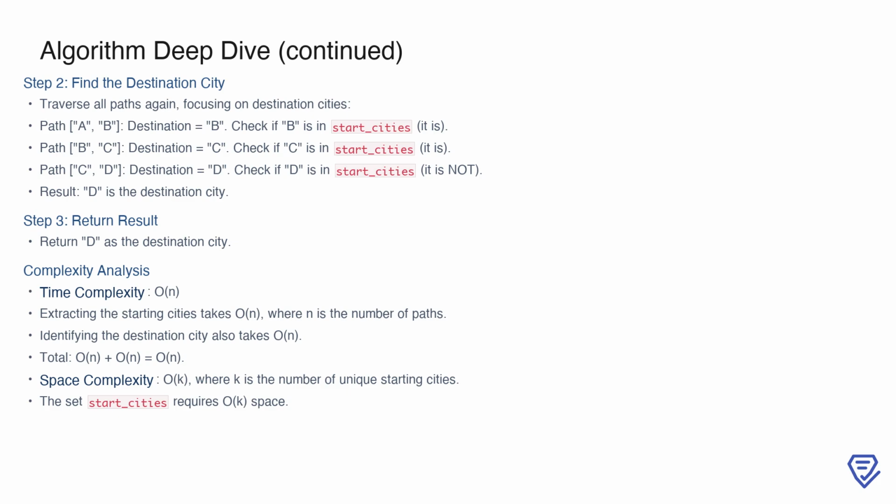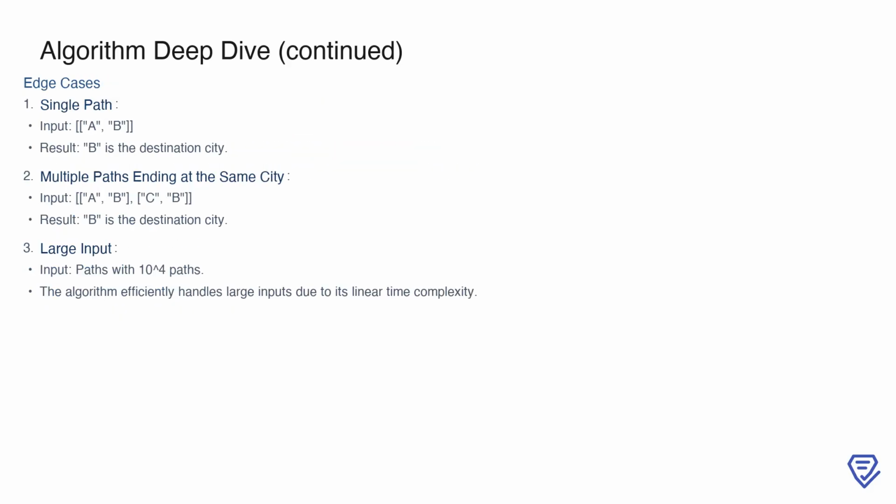To analyze the complexity, the algorithm performs two passes over the list of paths. Extracting starting cities requires O(n) time, and checking destination cities also requires O(n) time. Thus, the total time complexity is O(n). In terms of space, we use O(k) additional space for the set start_cities, where k is the number of unique starting cities. When applying this algorithm, it is important to consider edge cases.